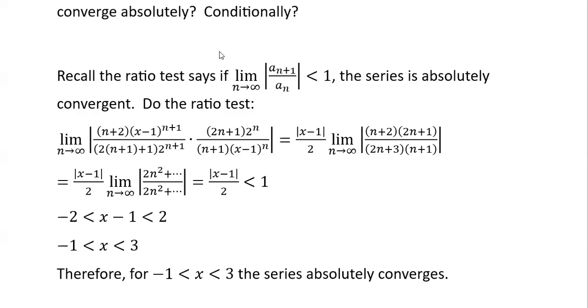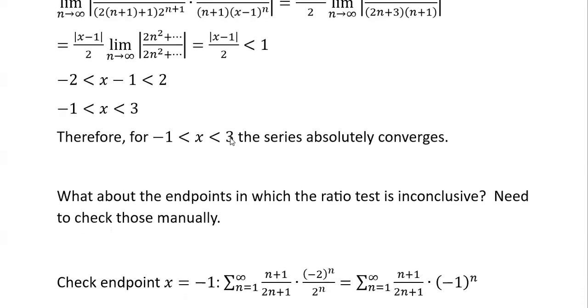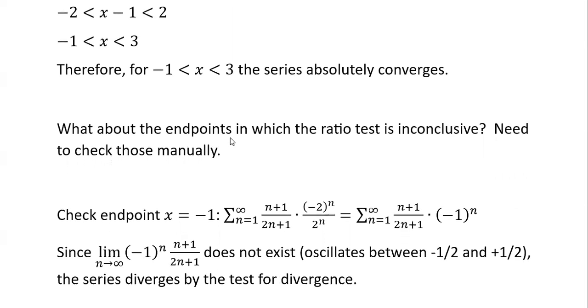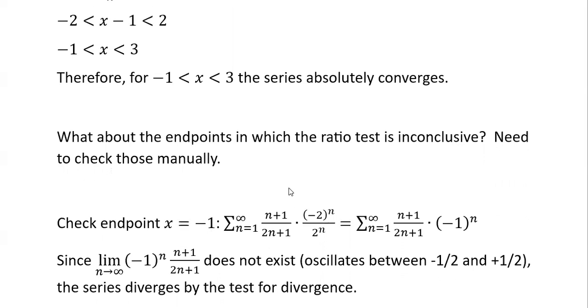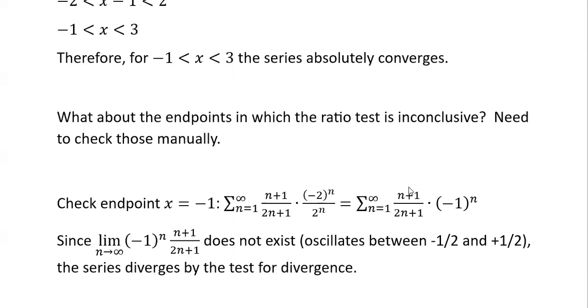Okay, so that's why we're going to check the endpoints now to see if we include them in the absolute convergence interval, or do we put them in the conditionally convergent interval, or we don't put it in any of the two. So I said here, we have to check the endpoints manually. Same as before for finding the interval of convergence. We plug in x is -1 into the original series. We would get this over here. Does this series converge? Does it diverge?